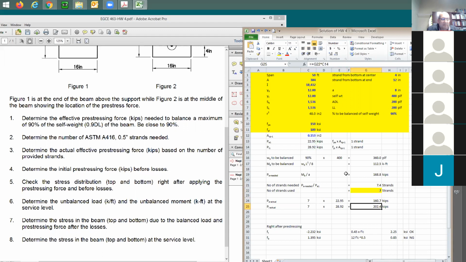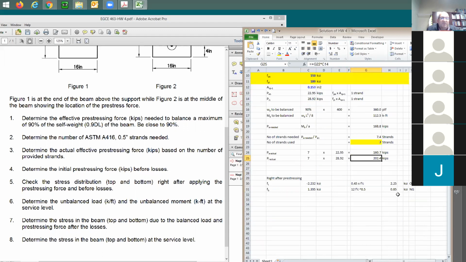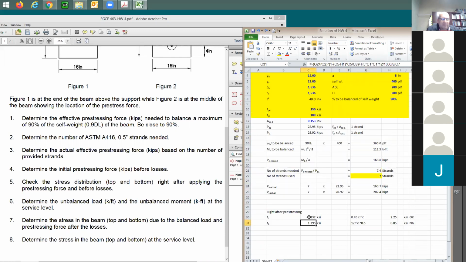So good. Right after pre-stressing, do you have this equation? Did you guys get these numbers or no? You check the stresses right after applying the pre-stress. Is anyone getting these numbers right after pre-stressing? Can someone help me confirm that my numbers are okay? I got the same numbers, Professor. Okay, good. Excellent. Anyone else?